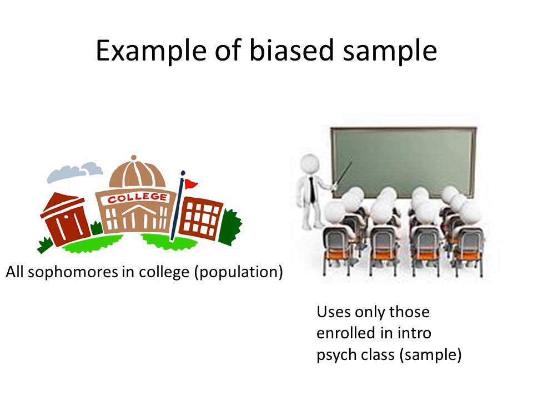So here is an example of a biased sample. Using an example from the textbook, a professor wishes to study the attitudes of all sophomores at a college. Well, this is your population. She asks only those enrolled in her intro psych class to participate. Well, that would be your sample. Note that only those in the class have a chance of being selected. Other sophomores in the college within the population have no chance of being included.